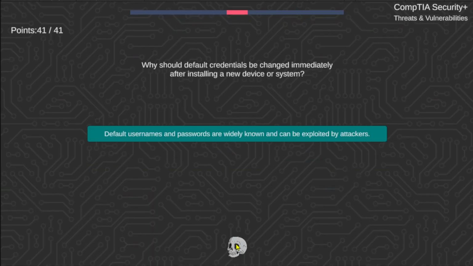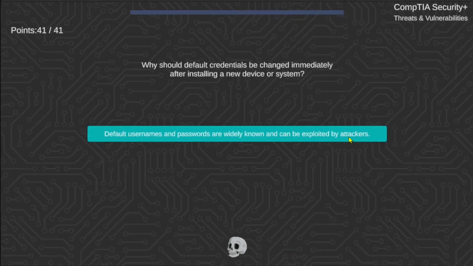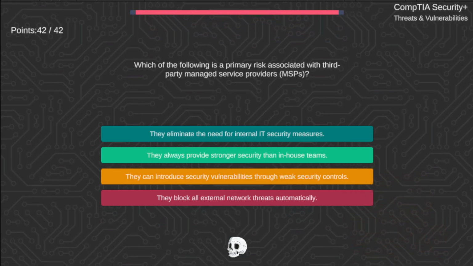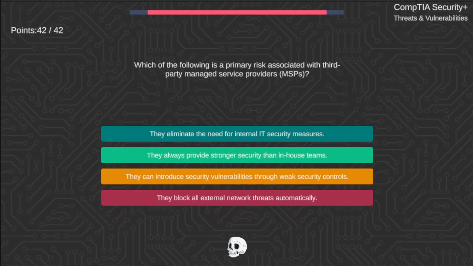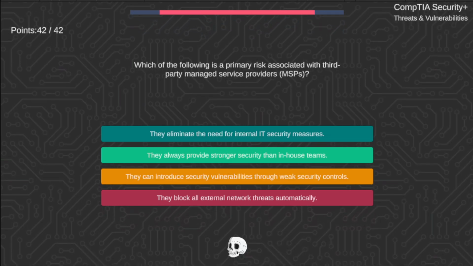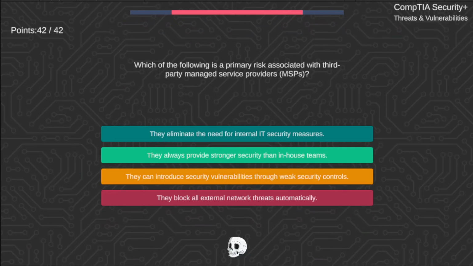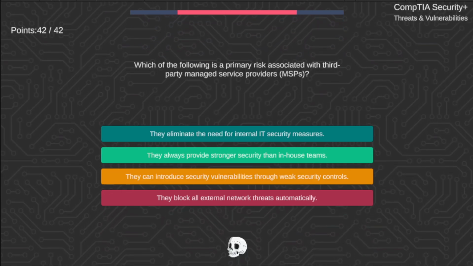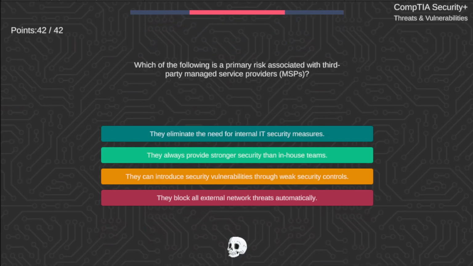Correct answer is default usernames and passwords are widely known and can be exploited by attackers. Which of the following is a primary risk associated with third-party managed service providers? They eliminate the need for internal IT security measures. They always provide stronger security than in-house teams. They can introduce security vulnerabilities through weak security controls, or they block all external network traffic threats automatically.